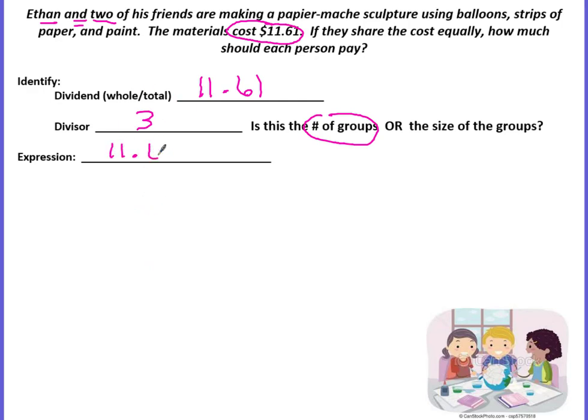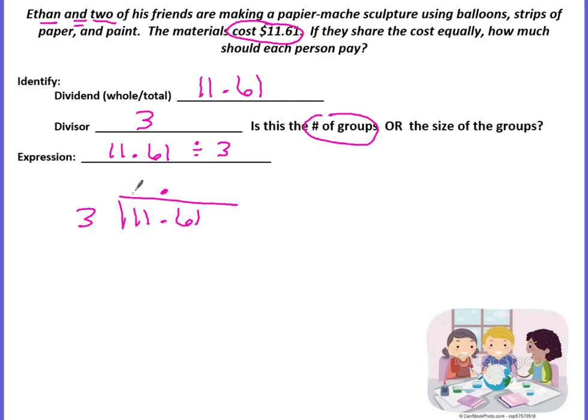Okay, so your expression is $11.61 divided by 3. And set up your problem. In this case, when you ask yourself, is my divisor a whole number? It is a whole number. So you don't need to be moving any decimal points because we already have a whole number. So just look at your dividend, bring your decimal points straight up to your answer line.